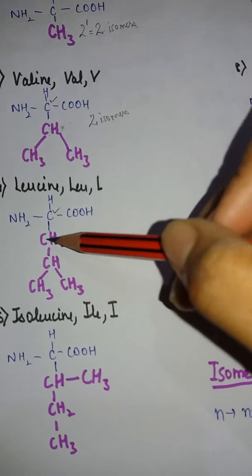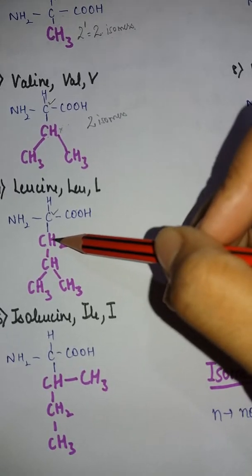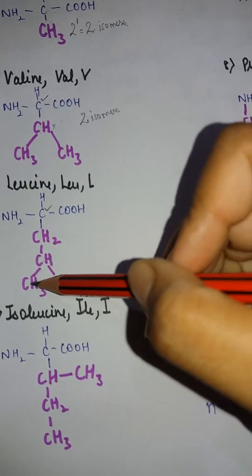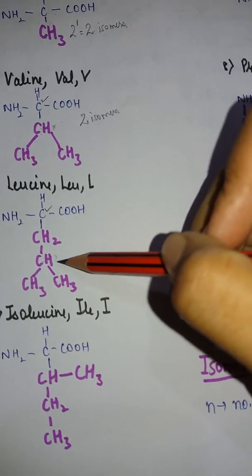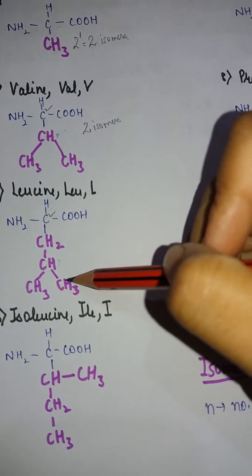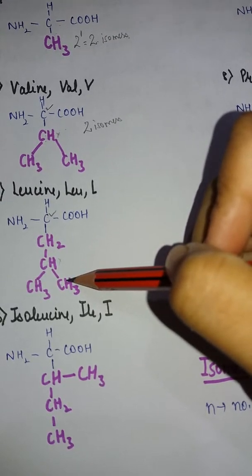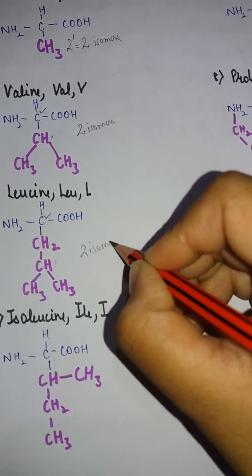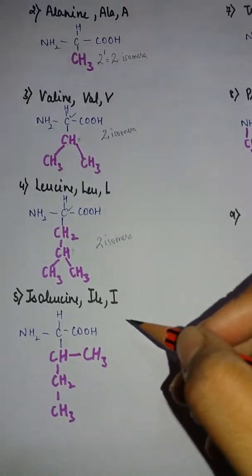Four different groups are attached, but when we talk about this carbon, it contains 2 similar hydrogen groups. Now let's talk about this carbon. It contains 1 hydrogen group but 2 similar methyl groups, so it cannot be a chiral carbon. Then these two can also not be chiral carbons, so there is only a single chiral carbon, so it will also form only 2 isomeric forms, so 2 isomers are possible.